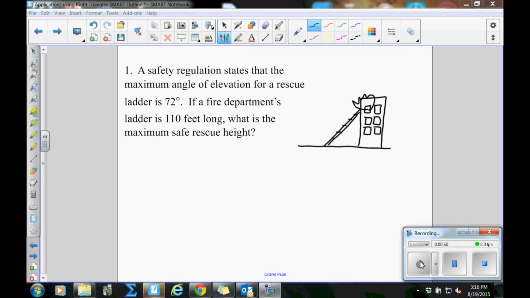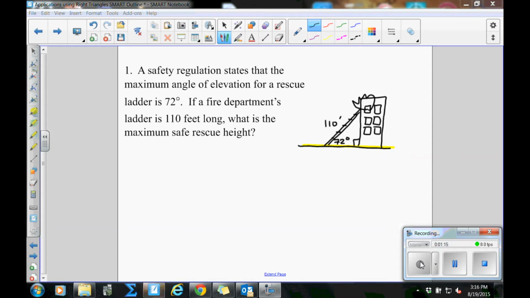The maximum angle of elevation is 72 degrees. That angle has to be made with the ground, with the horizontal. So it's not the other angle in the triangle. It has to be this one. There's my right angle. I've been told the ladder is 110 feet long, and I want to know how high up that ladder will reach.